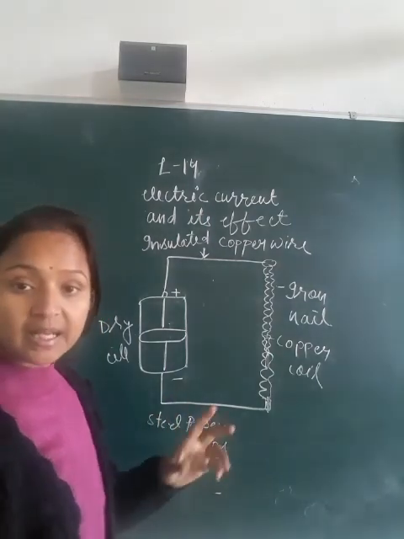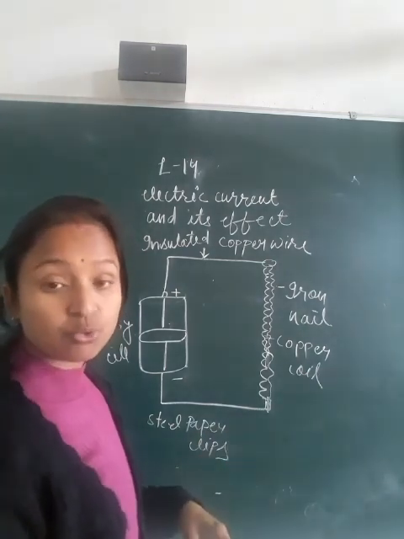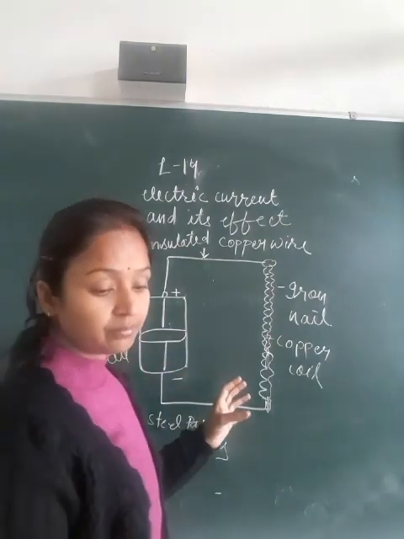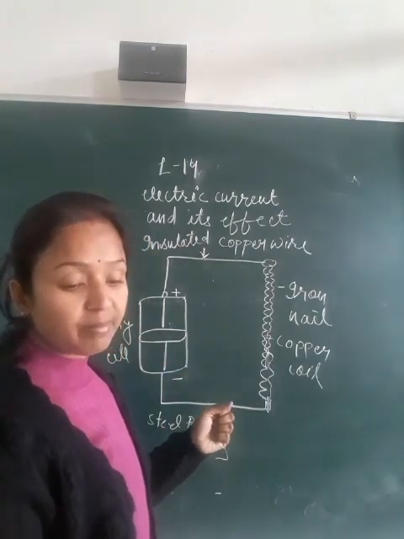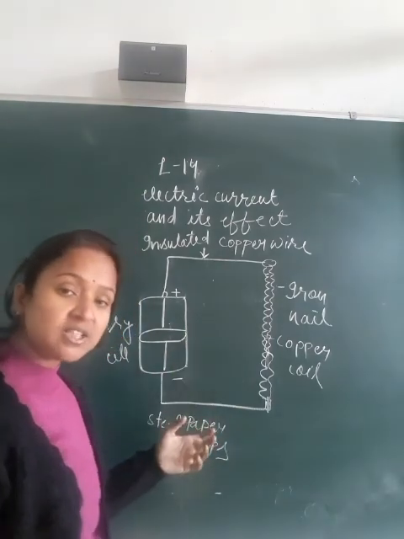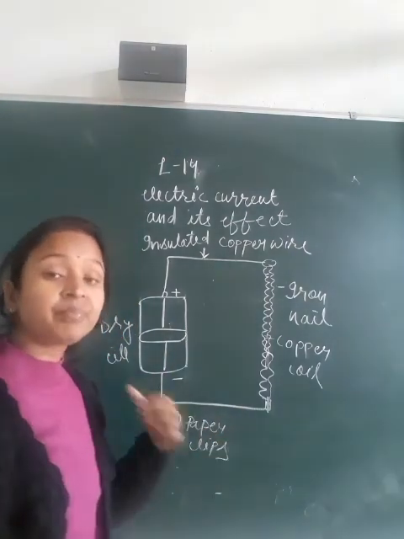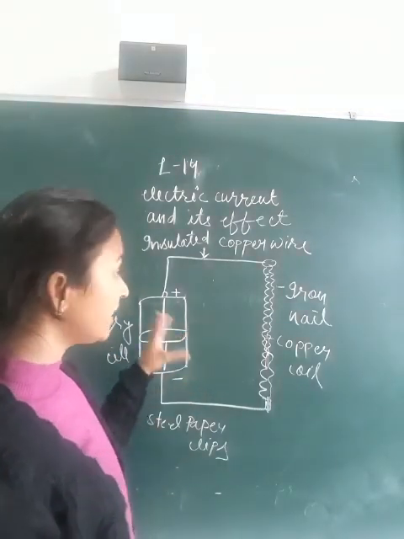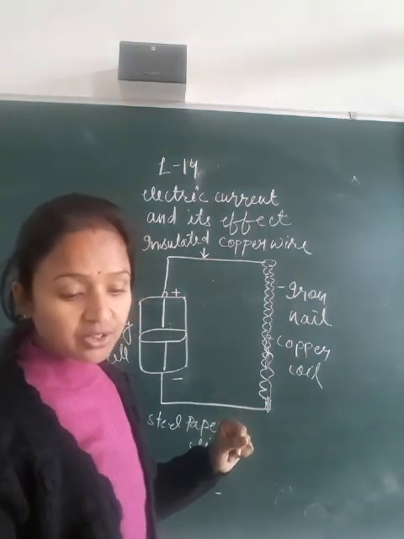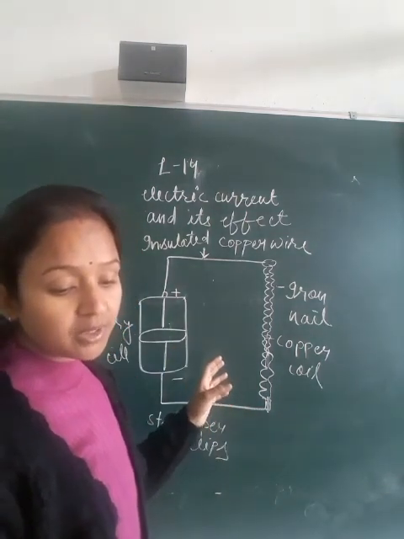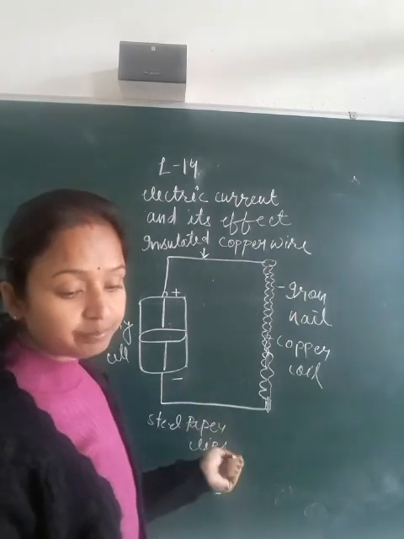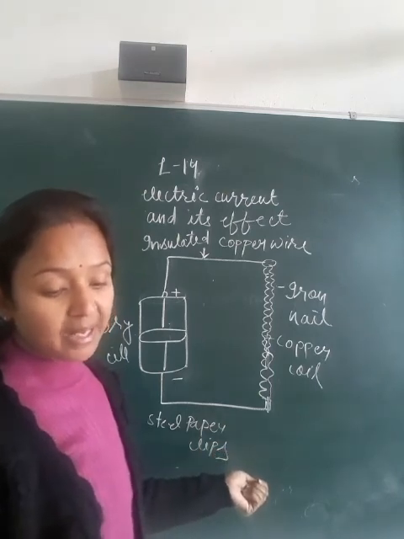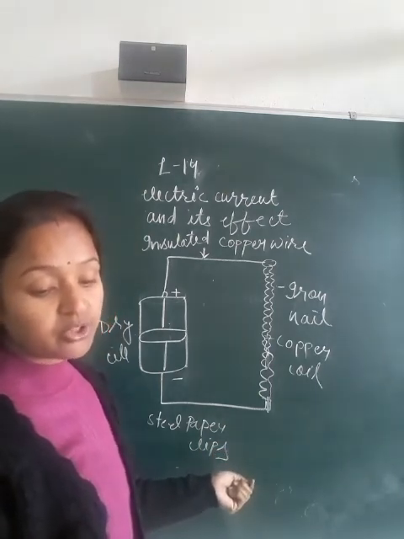Bring the above arrangement near the iron paper clips placed on the table. It is observed that the iron paper clips cling to the iron nail, which proves that the iron nail changes into a magnet when current flows around it. Now remove the wire from the dry cell, and it is found that the paper clips fall down. From this we can conclude that the iron nail behaves like a magnet as long as the current flows around it.